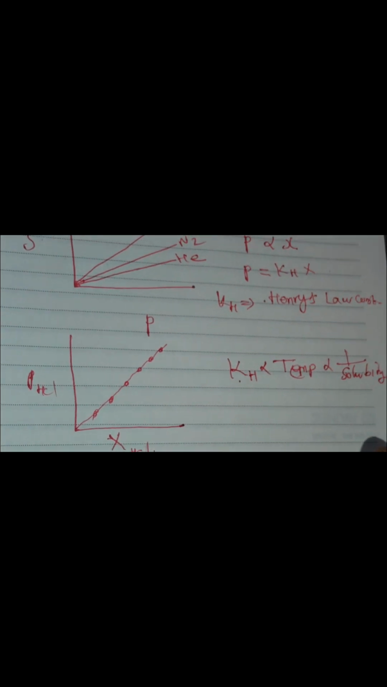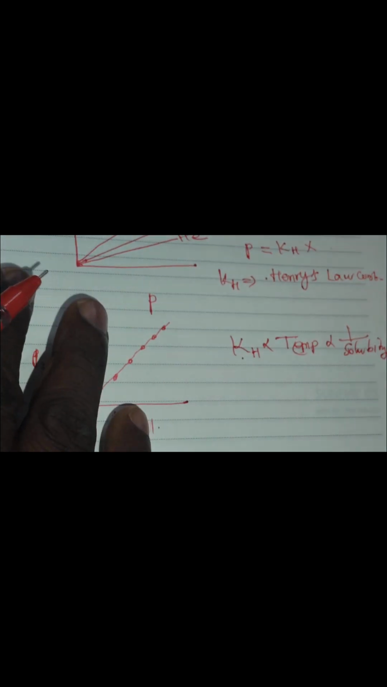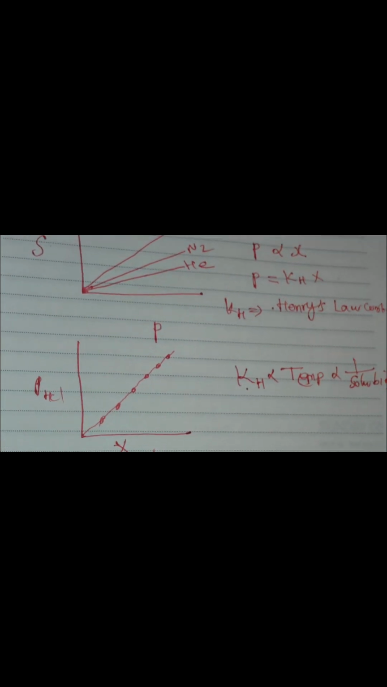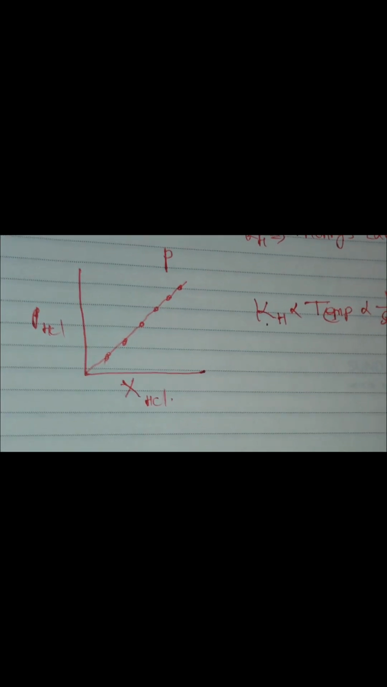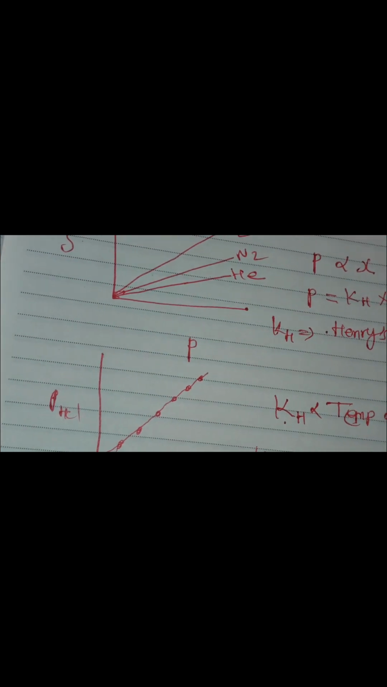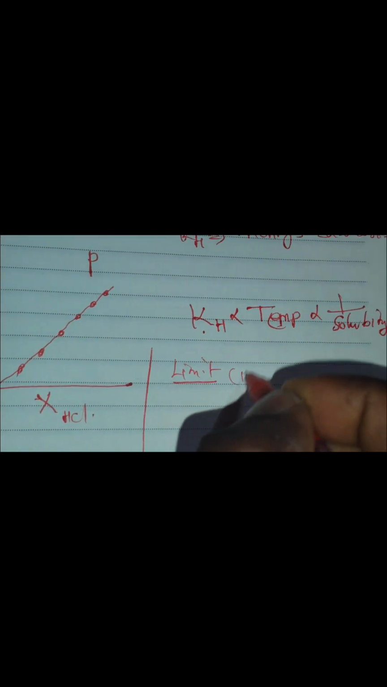Now let us see some examples. In the case of nitrogen, oxygen, hydrogen, carbon dioxide, methane and so on, the Henry's law constant varies with temperature. Then the limitations of Henry's law constant are given. That is the first limitation.